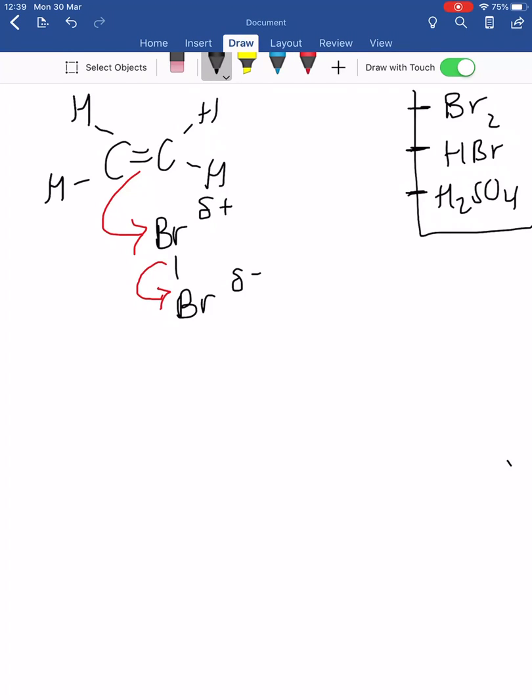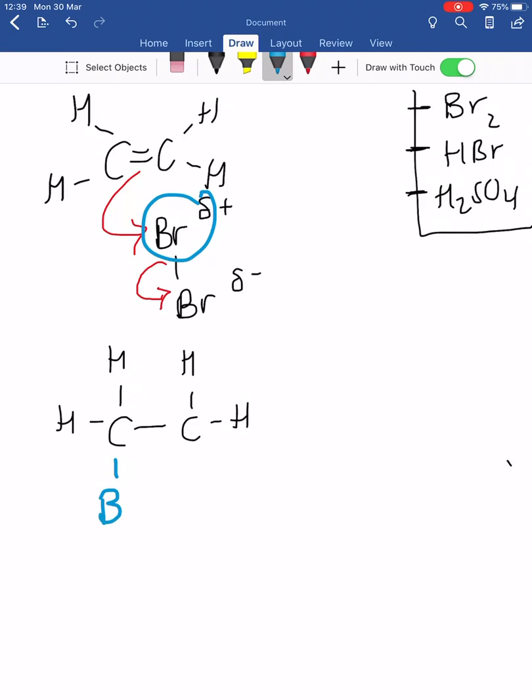What you've ended up forming now is a carbon which is still bonded to the 2 hydrogens, and this carbon which is also still bonded to the 2 hydrogens. Sorry, that looks like a double bond. And you've also attached this bromine atom to one of the carbons.